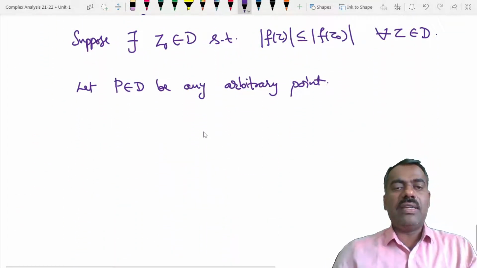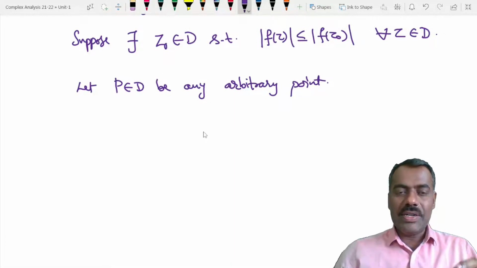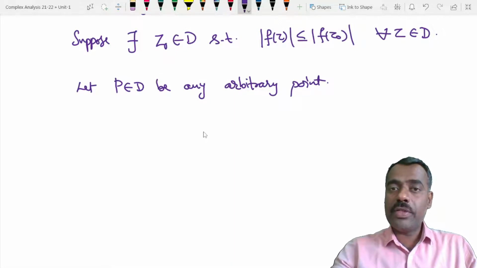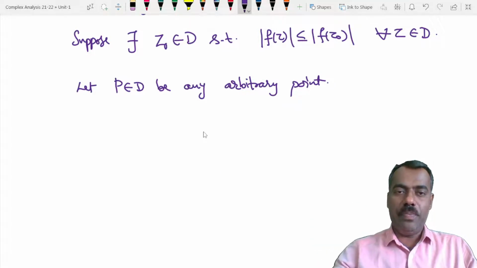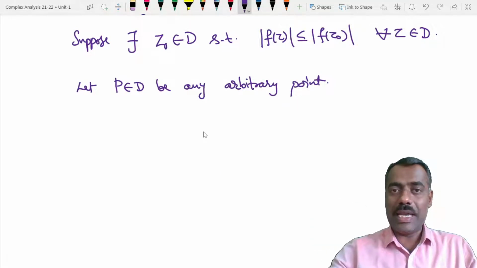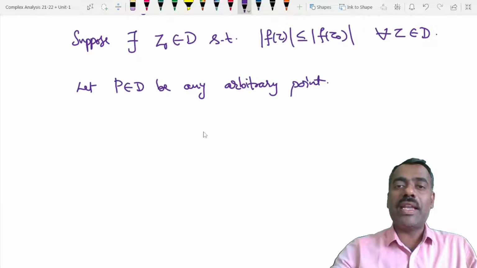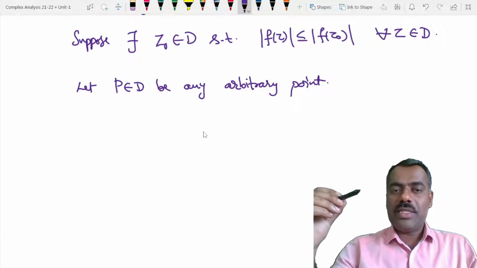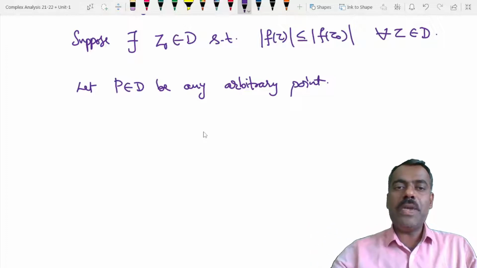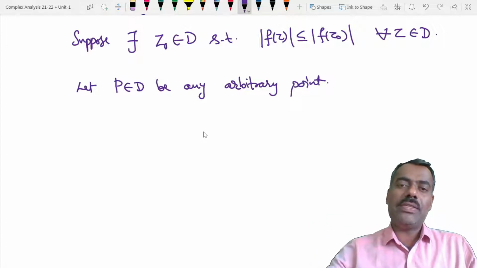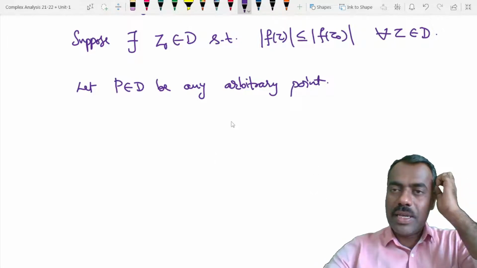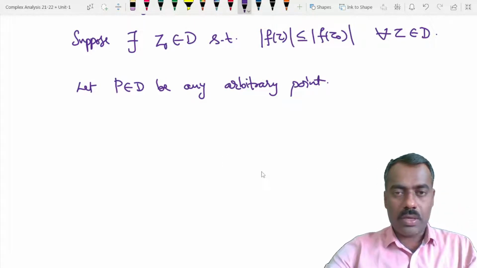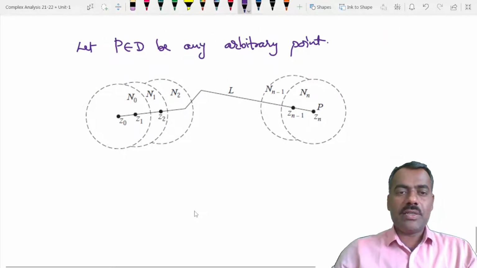Now we have a z naught and we have a D, and D is a domain, so it is connected. Therefore there exists a polygonal line from z naught to p. Such a result we have already discussed when we discussed uniquely determined analytic functions. We reach from z naught to p via z1 up to zk minus 1, taking neighborhoods and so on. Let me take that picture again; the process is the same. You can go back and see that result once again.